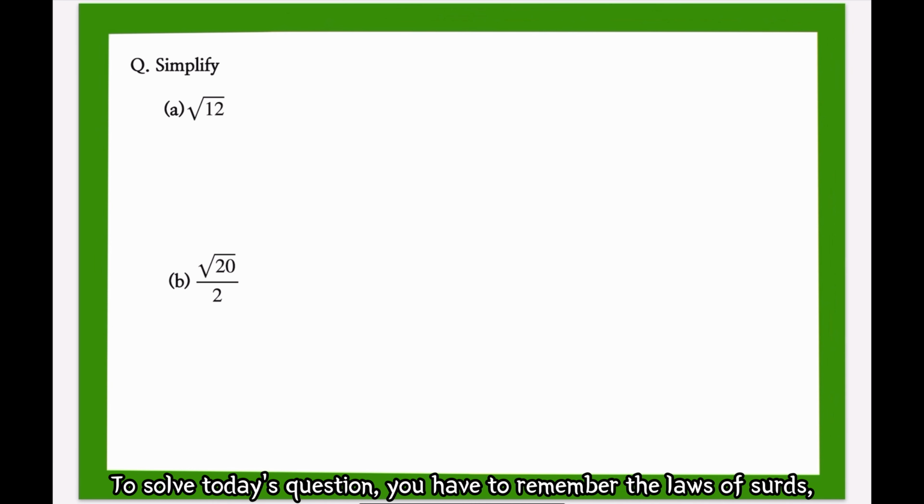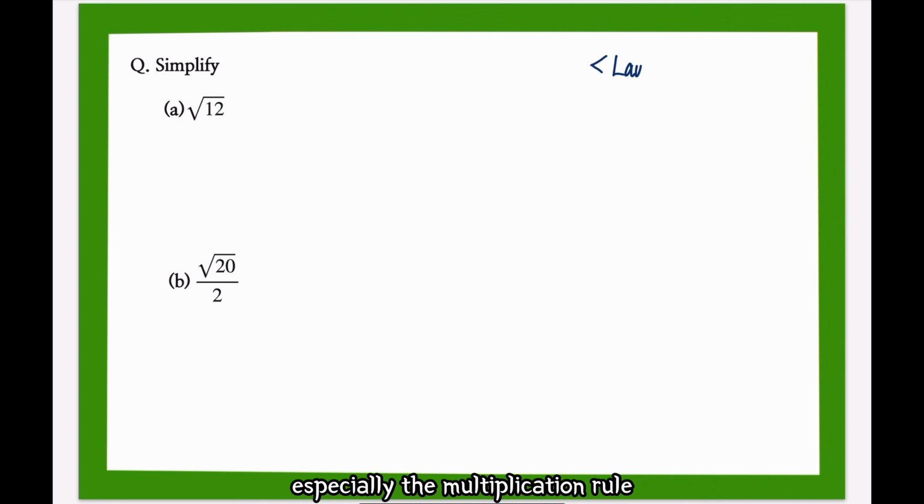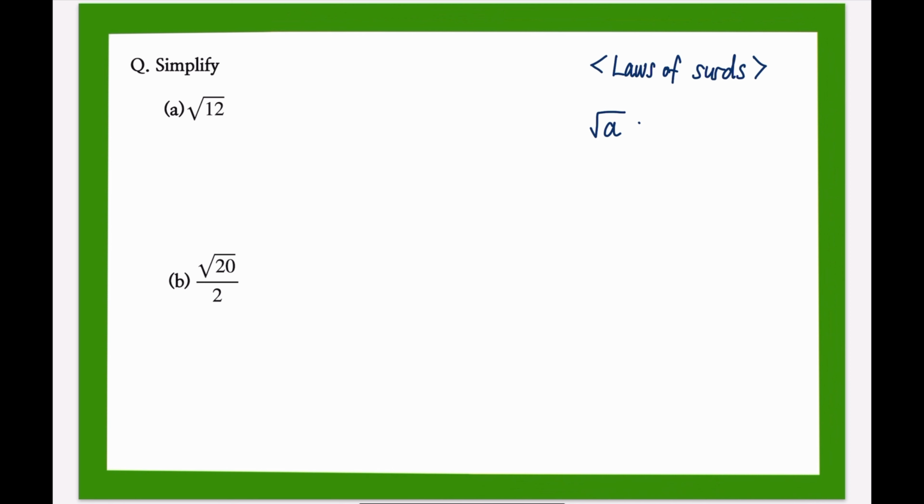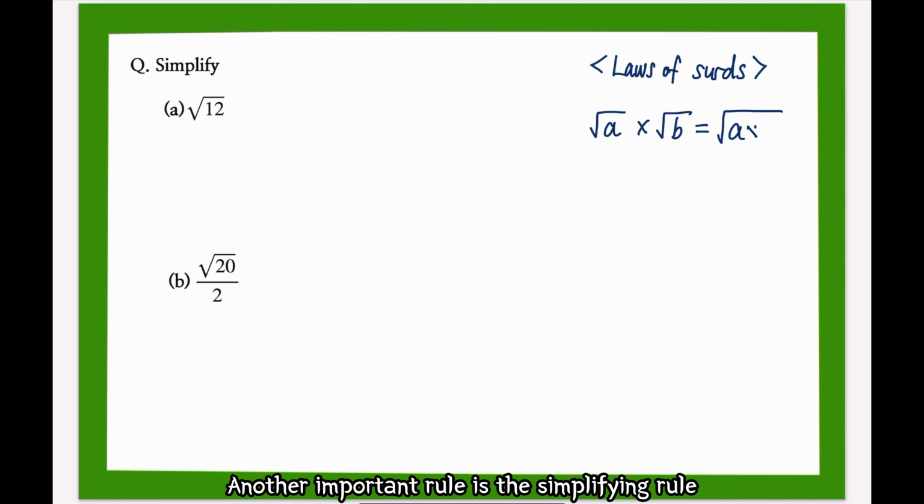To solve today's question, you have to remember the laws of surds, especially the multiplication rule. When you multiply two surds, the numbers inside the roots can also be multiplied. So root A times root B can also be written as root A times B.